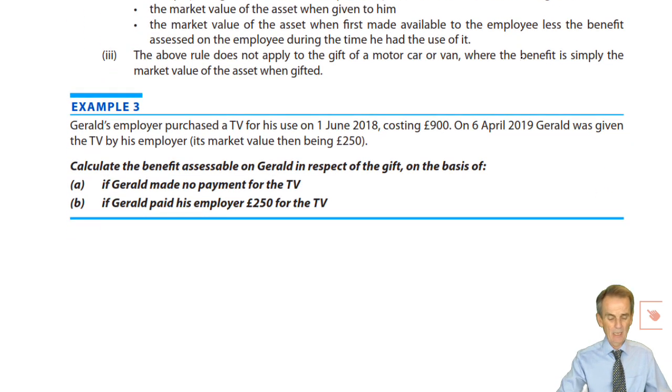Now, again, when it comes to dealing with example 3, all you'll find is that the dates for the years have changed. Here we'll be talking about the 1st of June 2018, and then from the 6th of April 2019, i.e.